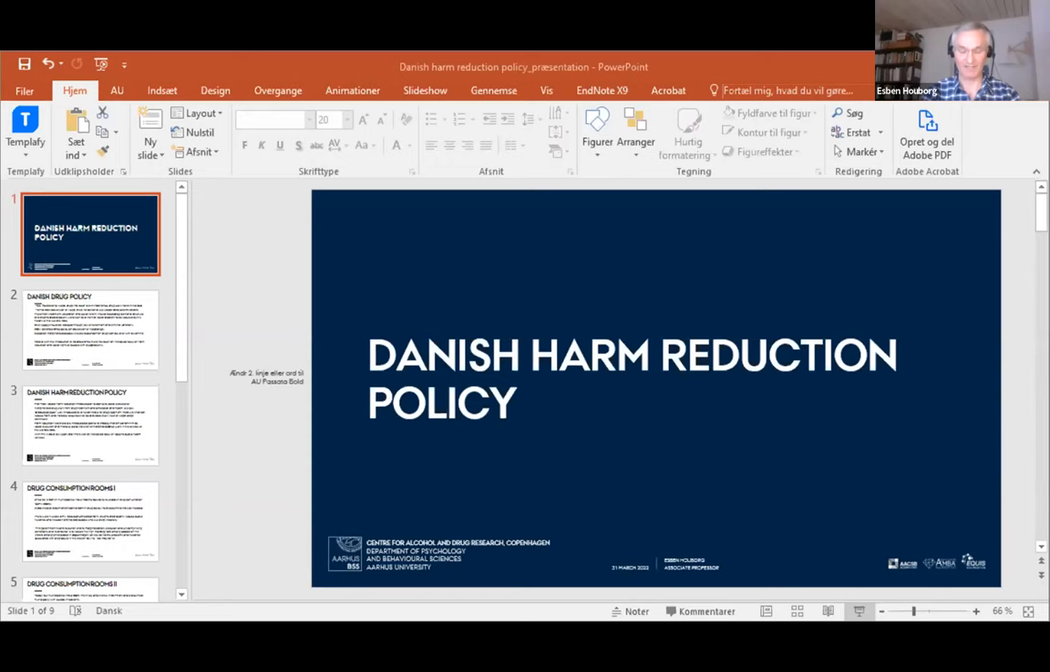In 2004, as part of a general tough on crime policy, a zero tolerance policy was introduced. But there was one important exception with regards to harm reduction, because marginalized people who are dependent on drugs should not be sanctioned, but be left off with a warning. However, my research has shown that in many cases, this has not been the case.